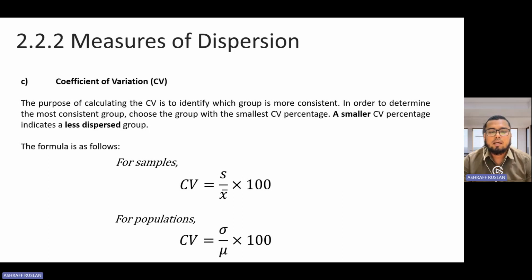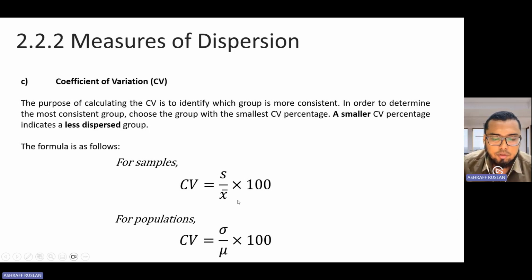Maksudnya kat sini, kalau nilai coefficient of variation yang kita dapat tu dalam bentuk percentage, coefficient of variation kena darab dengan 100. Kalau nilainya kecil, maksudnya data tersebut less dispersed, less spread. Kalau bigger CV percentage, maksudnya data tu more dispersed. Okay. Ataupun istilah dia satu lagi digunakan more consistent. Kita tengok example sekejap lagi.